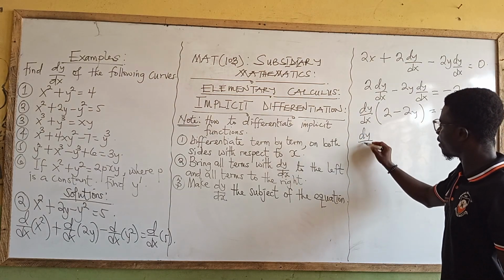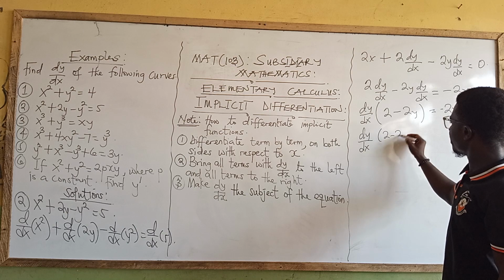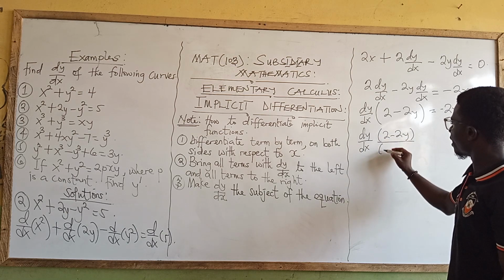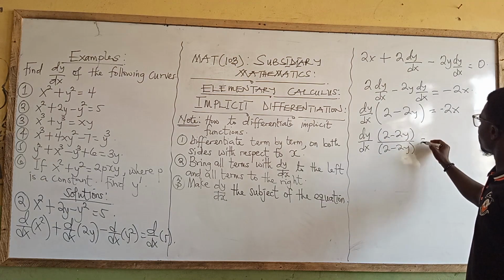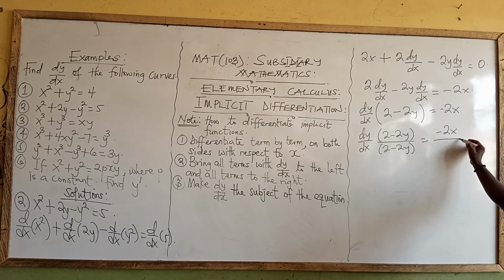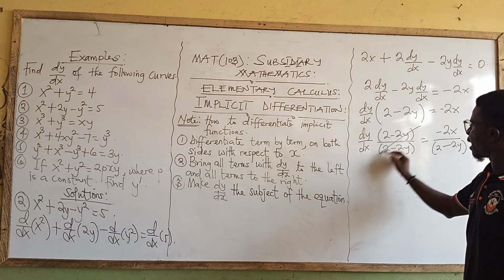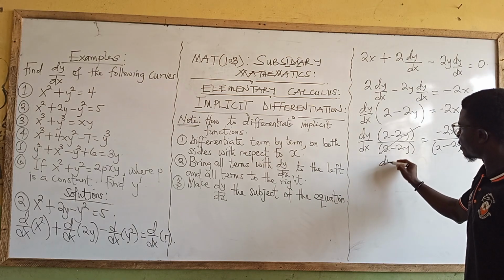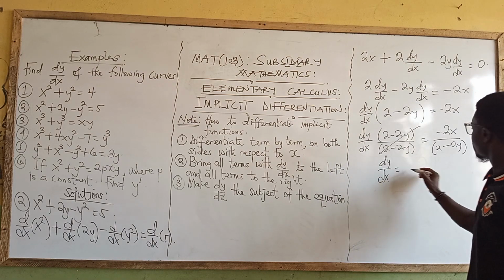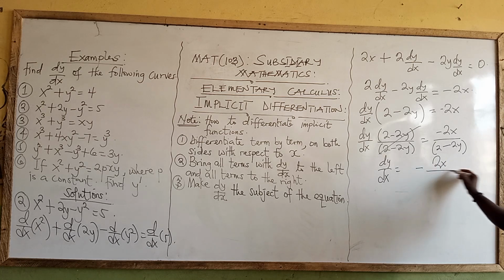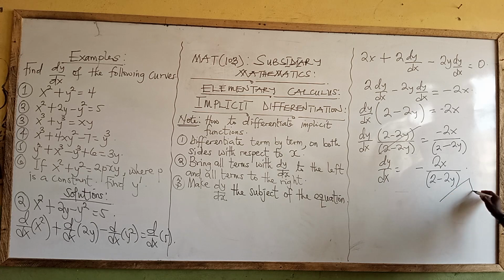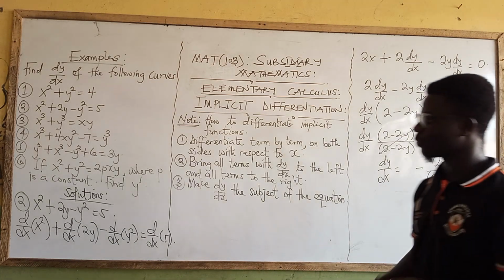So I get my dy over dx, 2 minus 2y divided by 2 minus 2y, which must be equal to negative 2x divided by 2 minus 2y. So that this will go away. Then I get my dy over dx equals negative 2x all over 2 minus 2y, which is very simple and very trivial as well. Very, very simple.